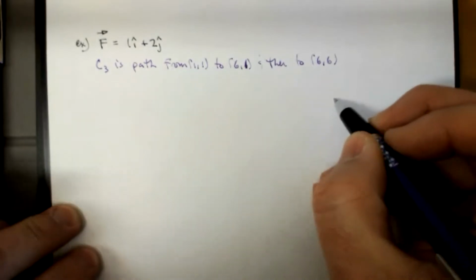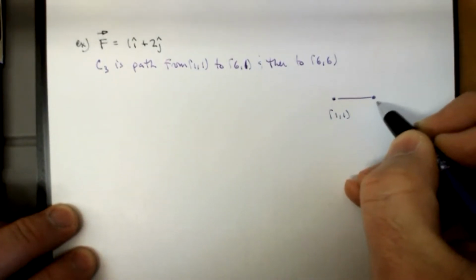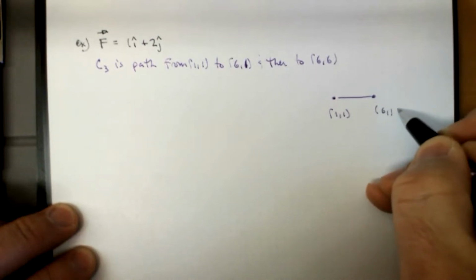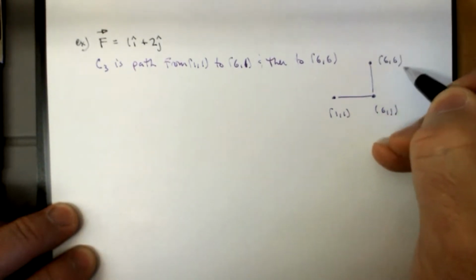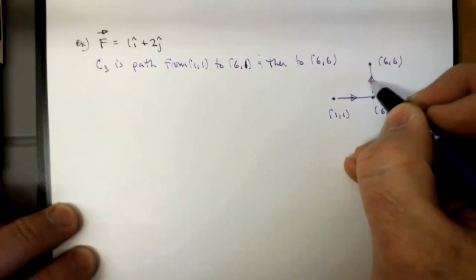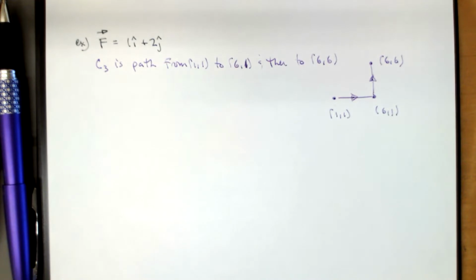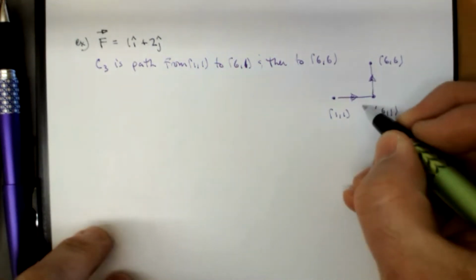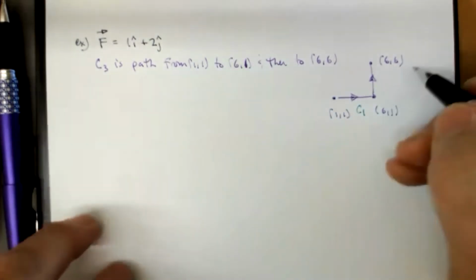So C3 is like a compound path. It goes from 1,1 to 6,1, and then to 6,6. Notice that C3 is just made up of the two paths we had previously. C3 is just C1 followed by C2.